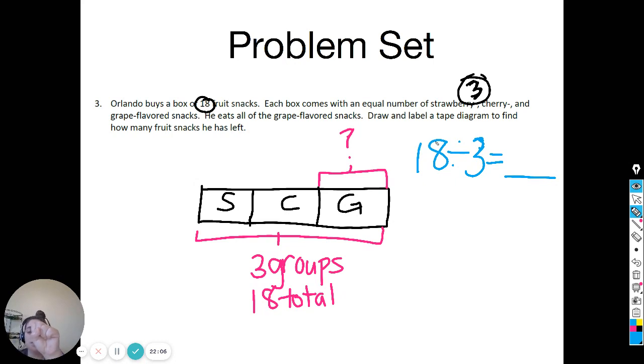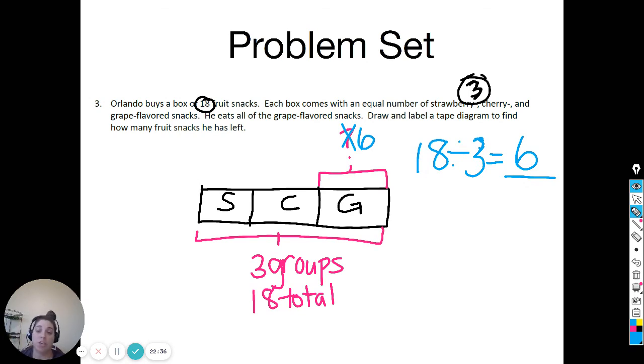Let's count by 3s. Ready? 3, 6, 9, 12, 15, 18. We had to count by 3s 6 times. So 18 divided by 3 equals 6. So that means that there are 6 grape-flavored fruit snacks.